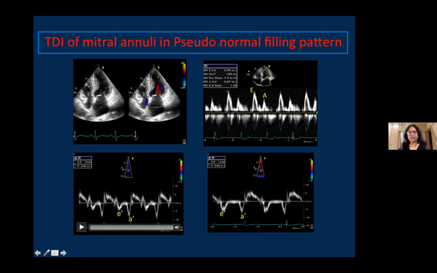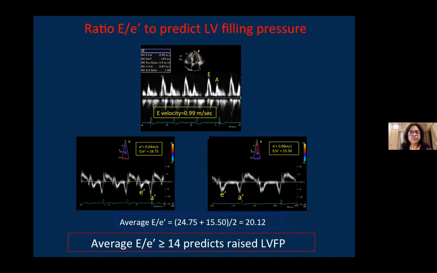Now, when the subject of tissue Doppler imaging comes to differentiate normal from the pseudo-normal, I must tell you about a ratio which we use to predict the LV filling pressure, and that is E by E prime, where E is the velocity of the mitral forward flow by pulse wave Doppler, and the E prime is the tissue Doppler imaging velocity. Now let us see how we do it.